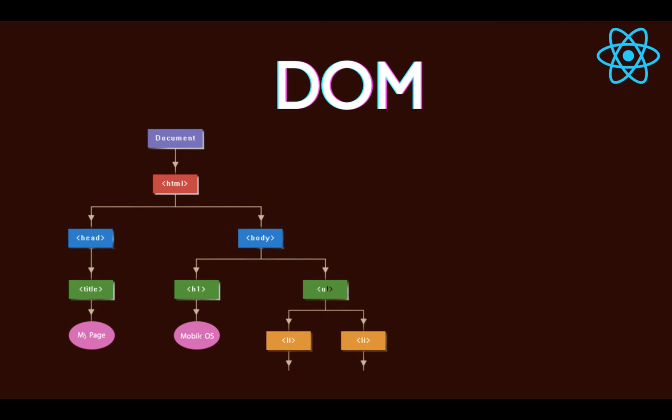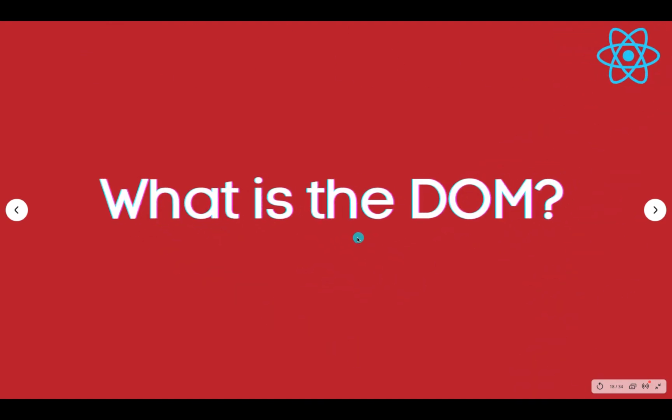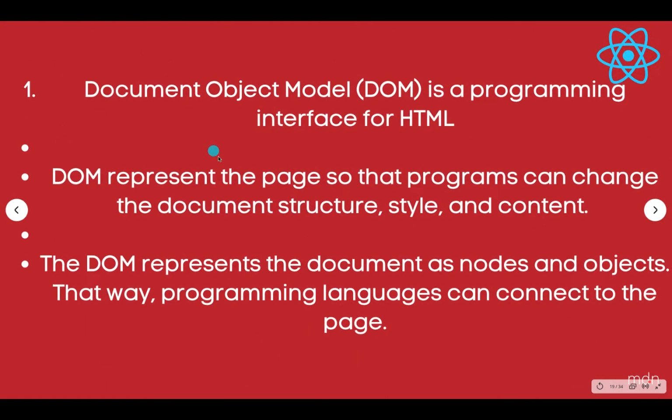Okay, so we come back to this diagram. So now let's move on and know what is DOM. Document Object Model, that is DOM, is a programming interface for HTML. DOM represents the page so that programs can change the document structure, style, and content. The DOM represents the document as nodes and objects. That way, programming languages can connect to the page. I'll explain to you with code. I got this documentation from MDN.